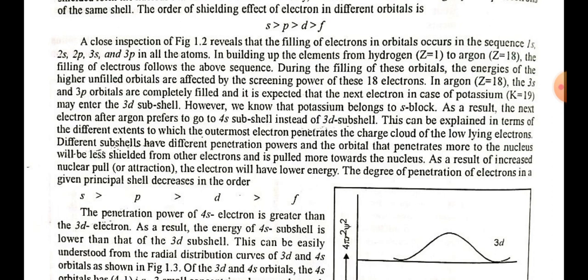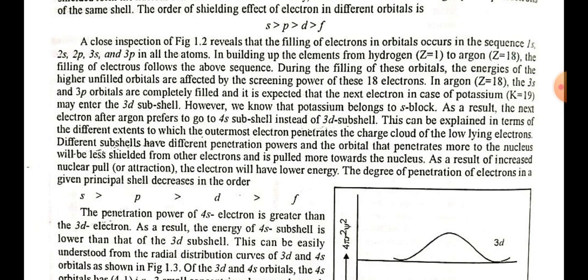However, we know that potassium belongs to the s block. As a result, the next electron after argon prefers to go to 4s instead of 3d. This can be explained in terms of the different extents to which the outermost electron penetrates the charge cloud of the low-lying electrons. Different subshells have different penetration powers, and the orbital that penetrates more toward the nucleus will be less shielded from other electrons and is pulled more towards the nucleus. As a result of increased nuclear pull, the electron will have lower energy.